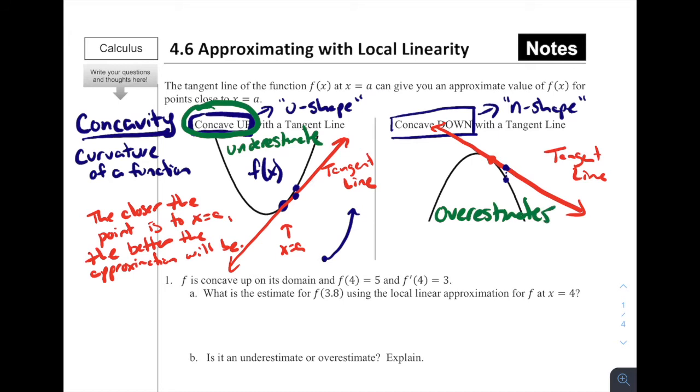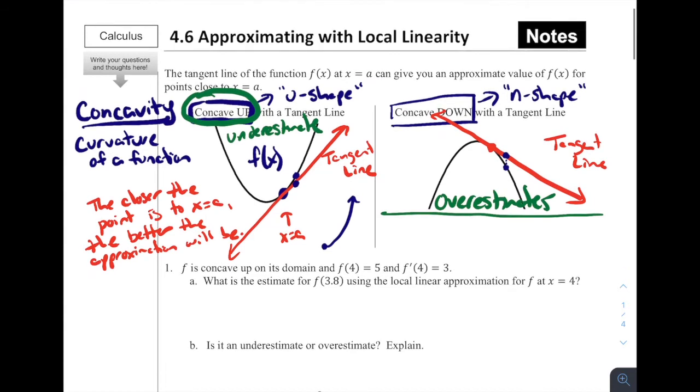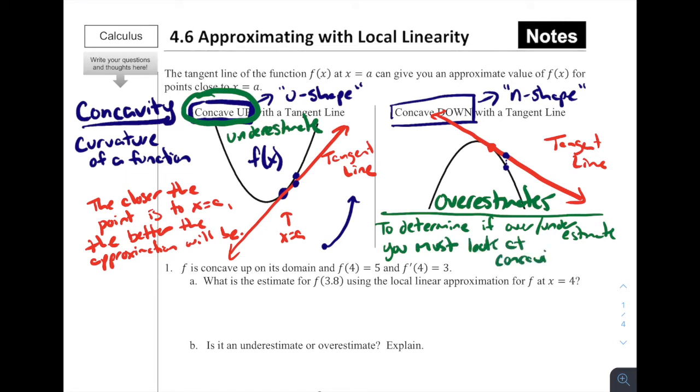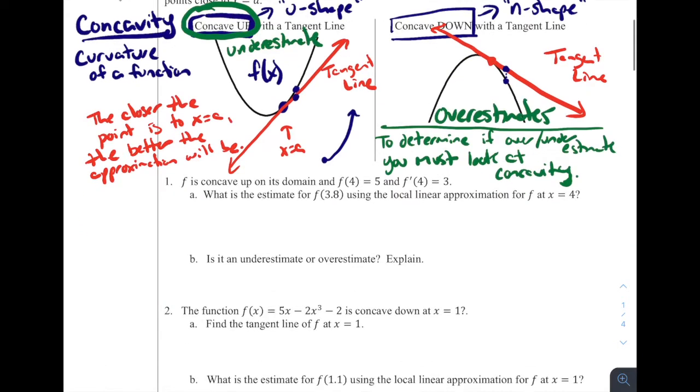And so the key piece that we need to be looking at, to determine if it is an over or underestimate, is that we must look at the concavity of the function. And generally, again, if it's concave up, it's going to be an underestimate. If it's concave down, it's going to be an overestimate. Nice. Let's see how this looks in some examples that we've got.